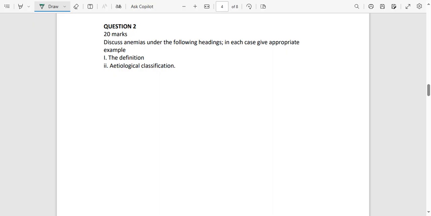Let's start with definition. Anyone to help us with the definition for anemia? A nice definition, pathological. Anyway, the definition is a definition. Anyone?